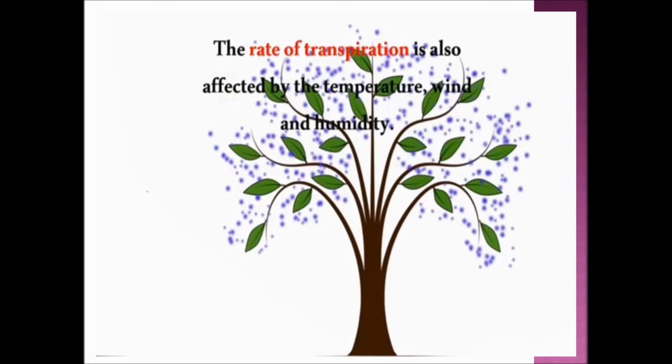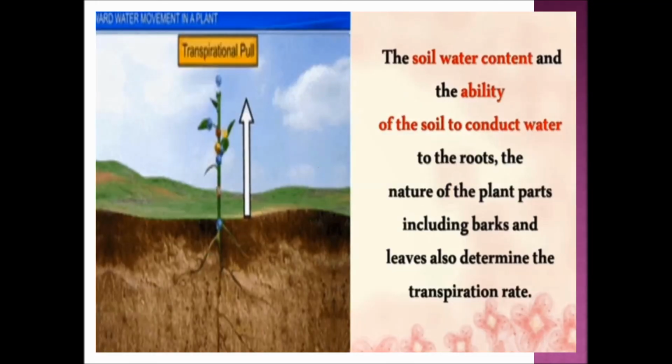The soil water content and the ability of the soil to conduct water to the roots, and the nature of the plant parts, including barks and leaves, also determine the transpiration rate.